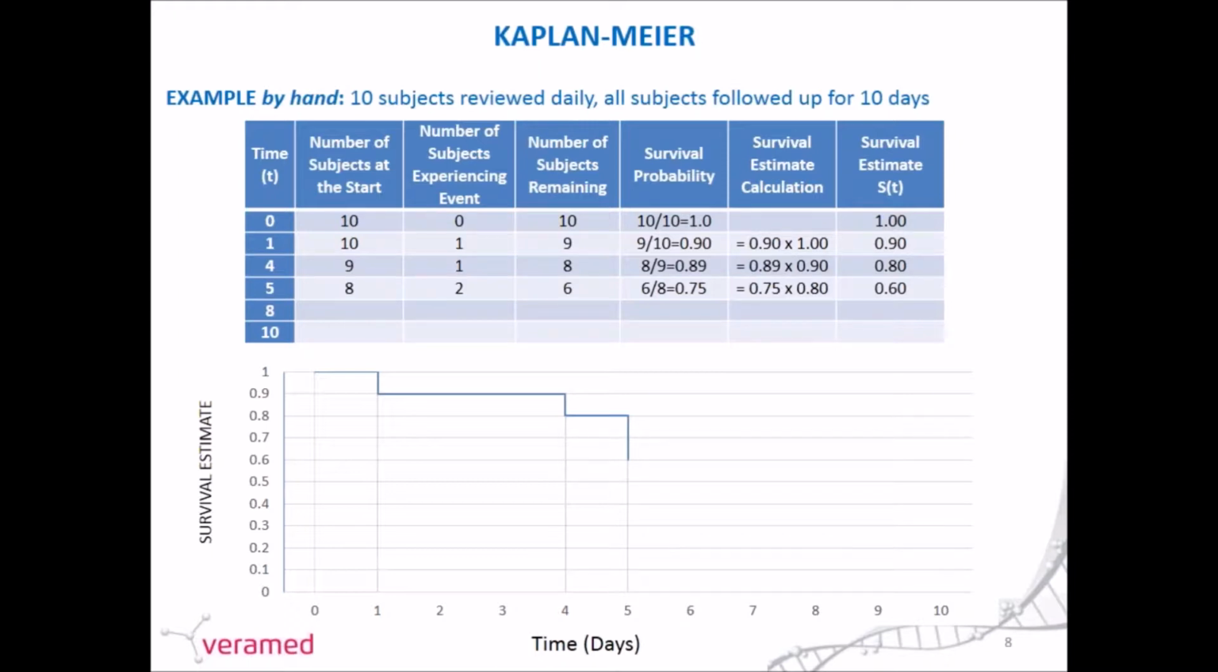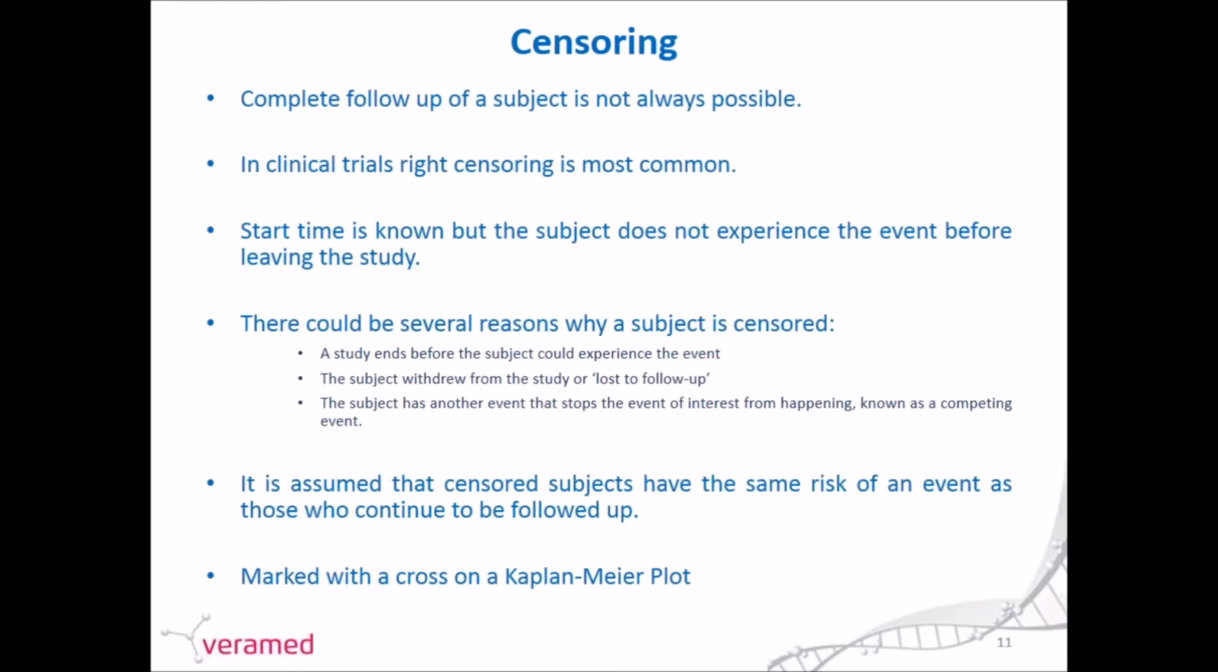Again, the next step, 2 subjects withdrawing on day 5, also 2 subjects experiencing the event. So you step down to 0.6 and then go across to day 8 when the next events occur, and so on to day 10. So far that's pretty straightforward stuff, fairly simple, but for survival analysis the advantage comes when we start to talk about censoring.